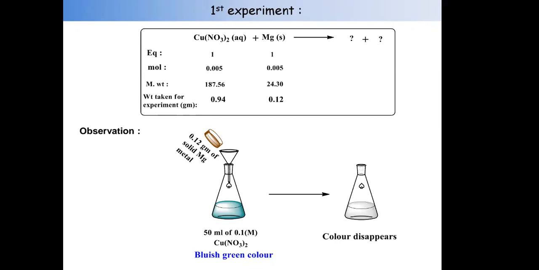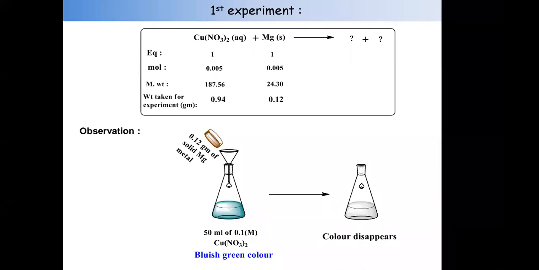Why have we chosen copper nitrate? As copper nitrate has a specific color, observation of the color change will be easier for us. So the first experiment, in the 50 ml 0.1 molar copper nitrate solution, we shall add solid magnesium metal to observe whether any displacement reaction is occurring or not. What about the change? What is the observation? That we will check now.